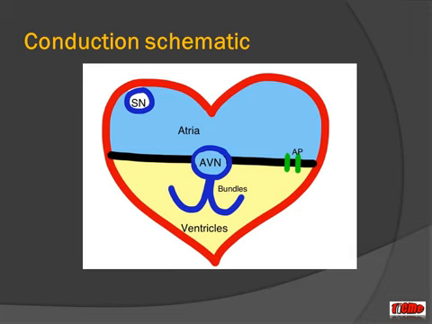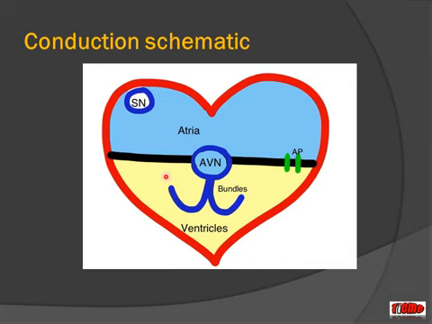Just to refresh, narrow complex tachycardias are formed when the signal is generated around the AV node, in the atria or in the sinus node, and then that signal is conducted to the ventricles via the AV node and the bundles, the superhighways of conduction. This doesn't take very long to depolarize the ventricle, so you have a narrow complex.